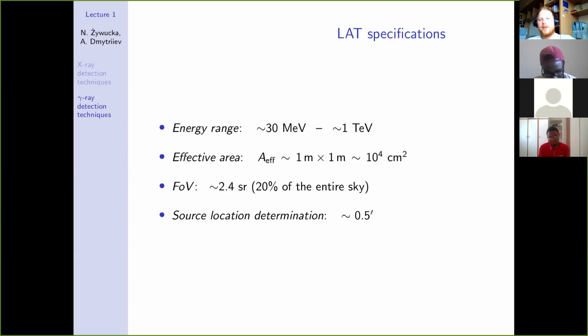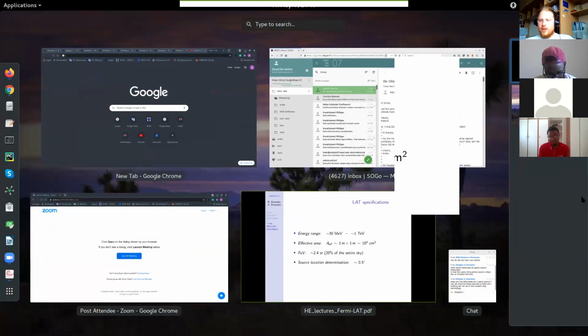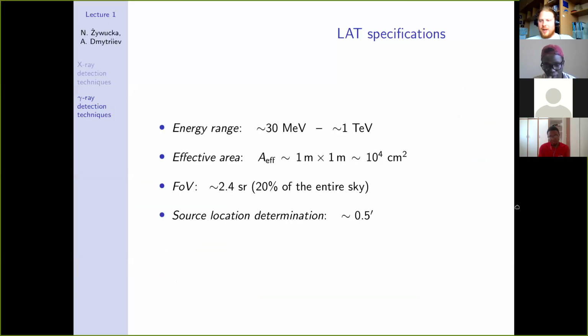So there are no difficulties with point sources. It's easier to analyze point sources, in fact, than extended ones. I hope this answers the questions. Did I answer? If you have other questions, please put them in the chat.